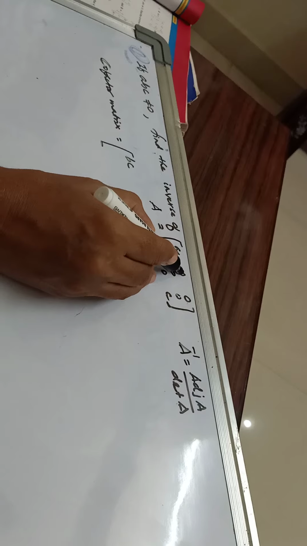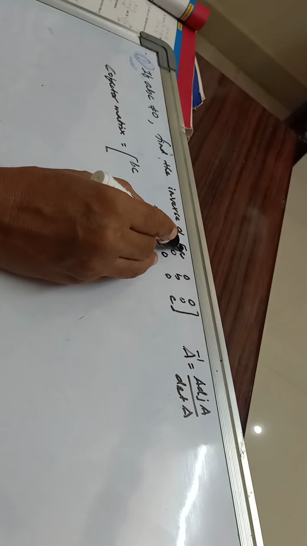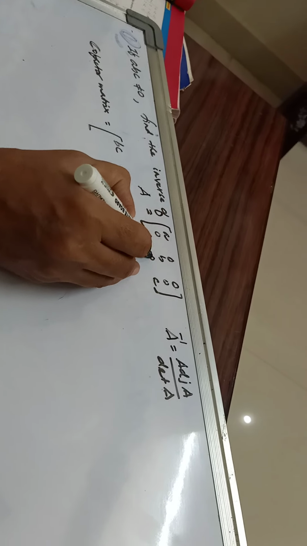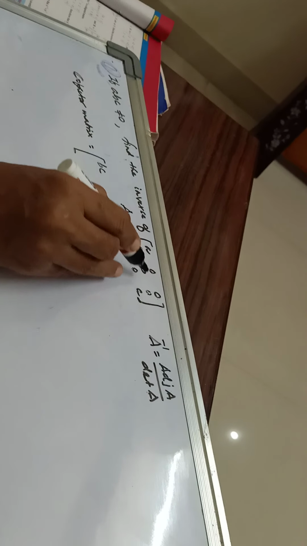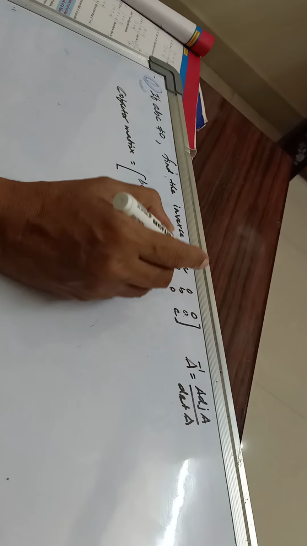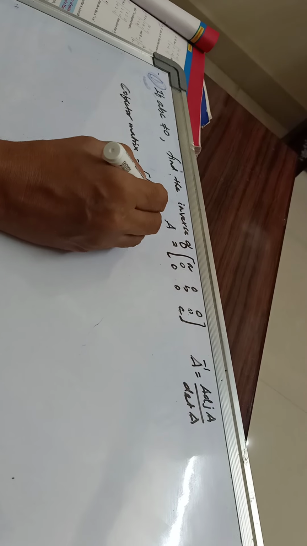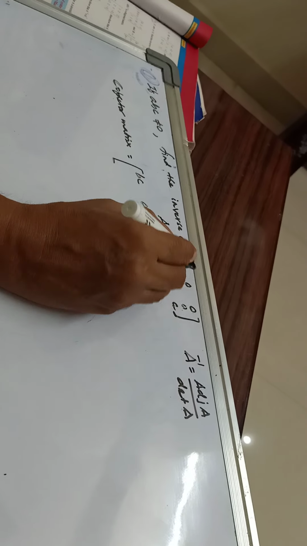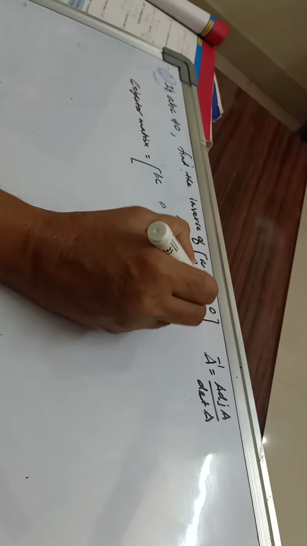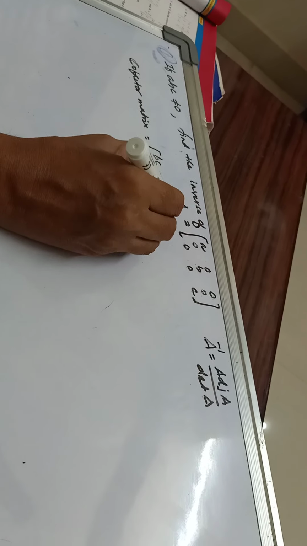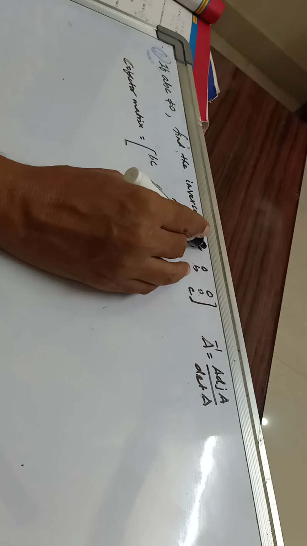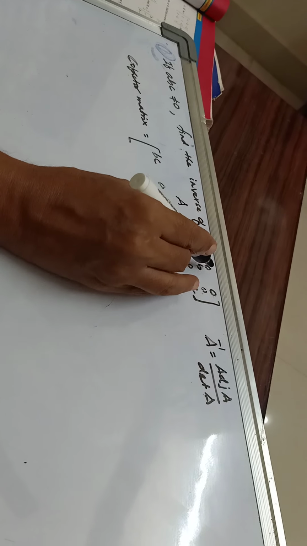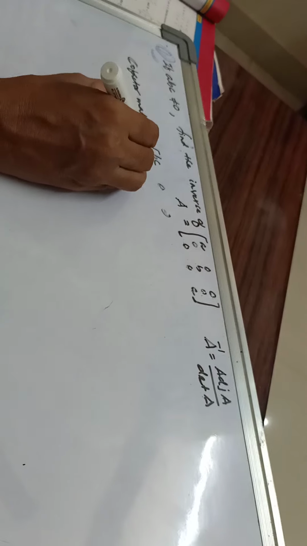And what is the cofactor of 0? Delete this row and this column, then 0 0, 0 C will remain. Its determinant is 0 into C minus 0, which is 0, whether it is plus or minus, it makes no difference. What is the cofactor of this? Delete this row and this column. 0 minus 0, again 0. What is the cofactor of this 0? Delete this row and this column. You will be left with 0 0, 0 C, again 0.